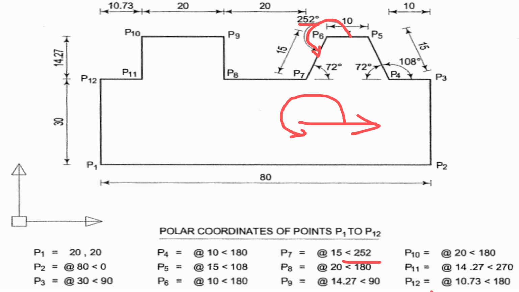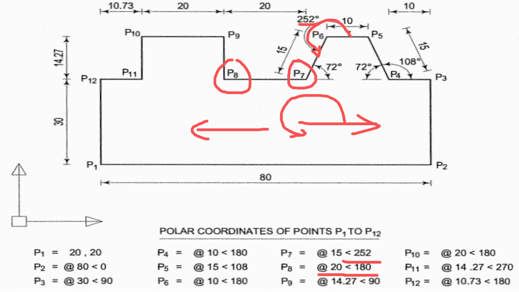Okay. Then after that, we are moving from P7 to P8. When you are moving from P7 to P8, the distance between these two is 20, so I will be representing at the rate 20 less than. We are moving in the negative x direction.